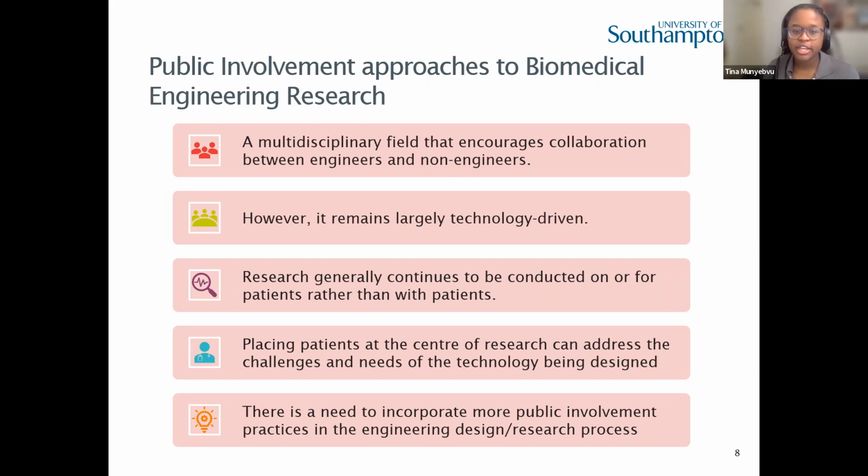So overall, this slide is saying that PPI can highlight ideas that researchers may not have considered without lived experience, and thus can ensure that what is being designed by the bioengineers is fit for purpose and addresses the end user's needs.